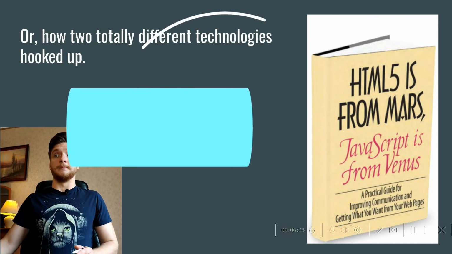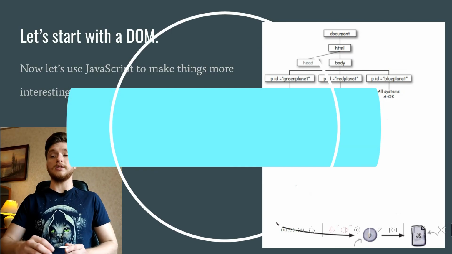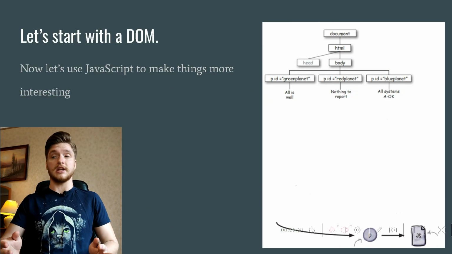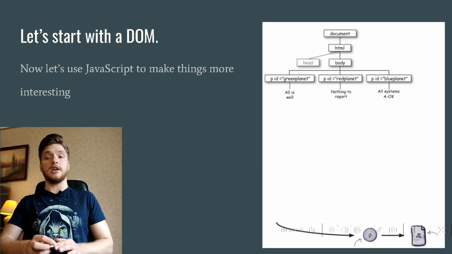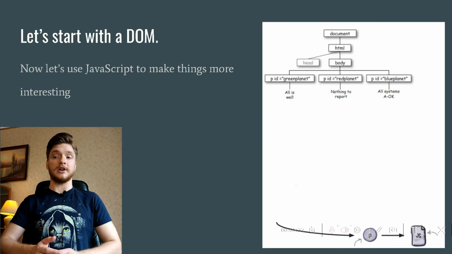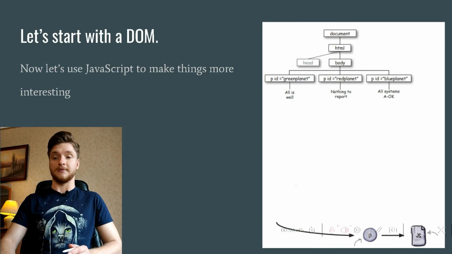Let's start with the DOM. Here is a simple DOM. It's got a few HTML paragraphs, each with an ID identifying it as the green, red or blue planet. Each paragraph has some text as well. Of course, there is a head element too, but we left the details out to keep things simpler.